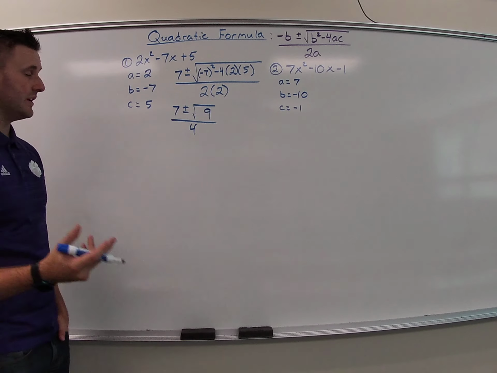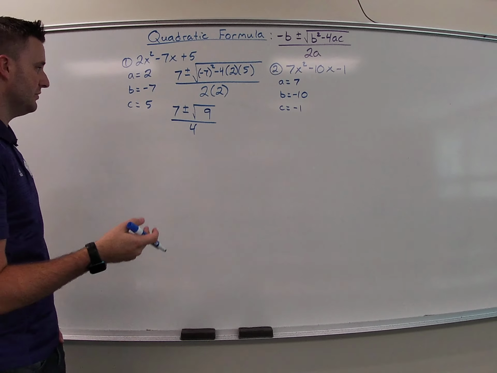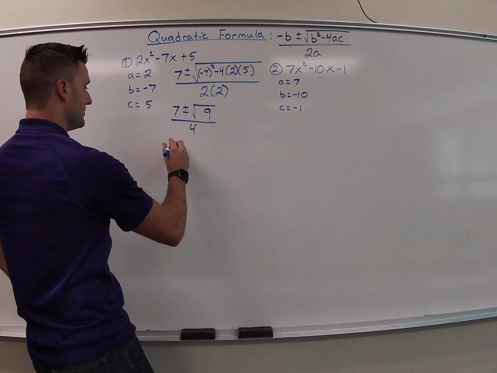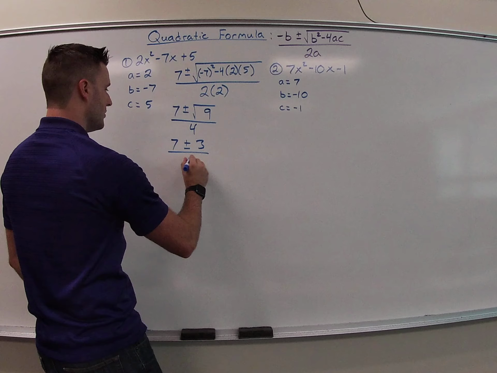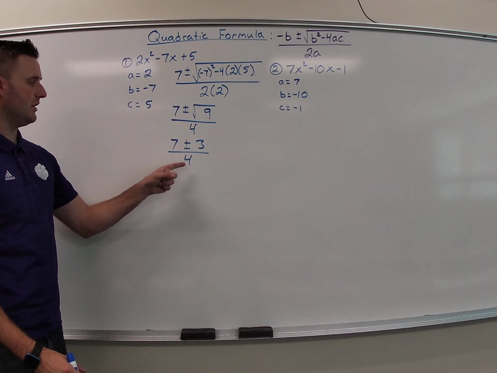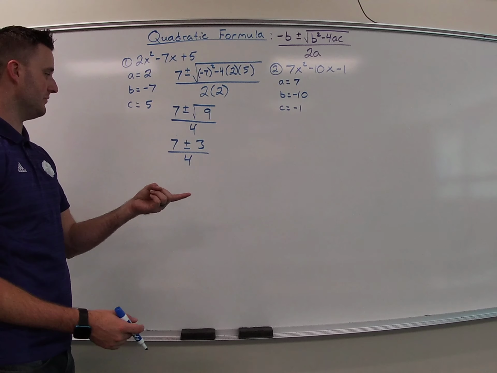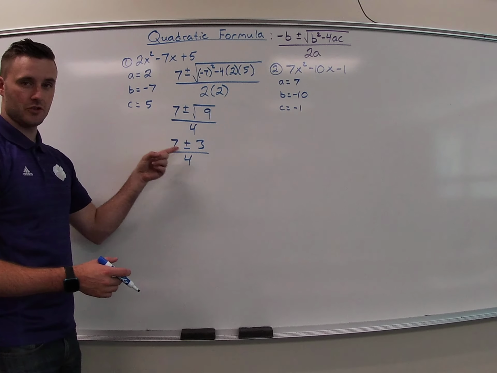Now, in this case, we can take the square root of 9. So if you can reduce the radical, please do it. So the square root of 9 is 3, so really we get 7 plus or minus 3 over 4. Okay, now I have all numbers. I have no i's there, I have no radicals left over, so I can actually solve this.